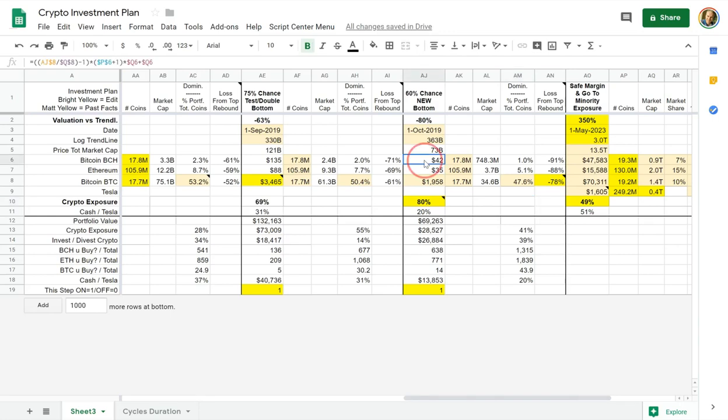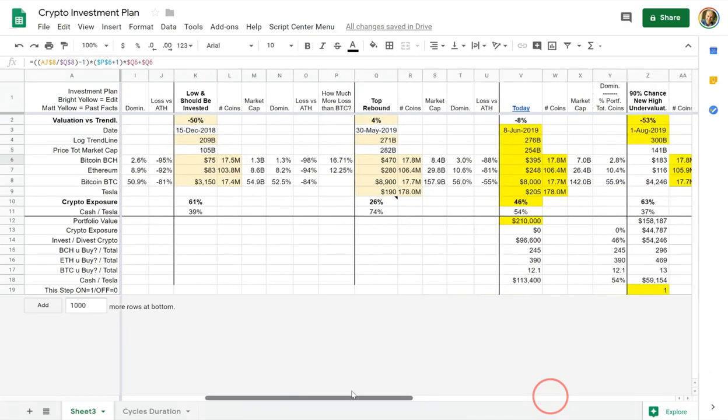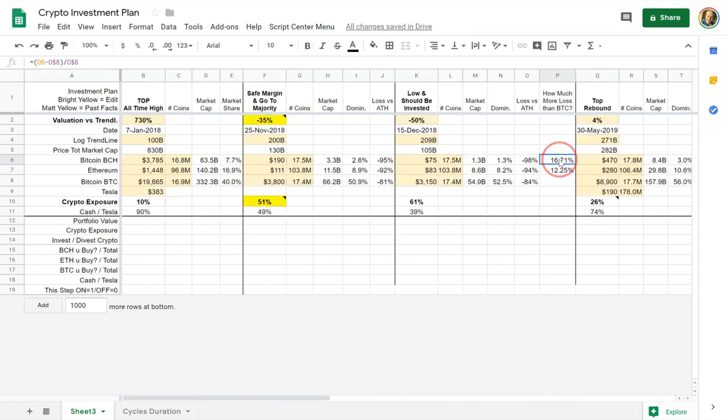So how do I come to the other prices for Bitcoin Cash, BCH, and Ethereum? Well, I use a simple formula: in the bear market, they have corrected more than Bitcoin BTC. If you count from the top in January 2018, BCH corrected from the top to the bottom up until today to $75, whereas BTC corrected from almost 20K to the bottom up until today of 3,150. But if you look at how much more BCH corrected compared to BTC, it's 16%, and for Ethereum, it corrected 12% more.